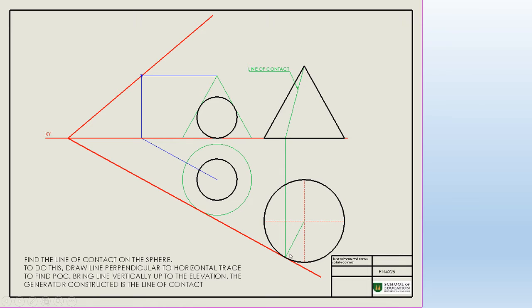To find the line of contact in the elevation, we will extend a vertical line from where the tangent and circle intersect up to the XY line, where it intersects the cone. This point is the bottom line of contact. Extend a line from this point to the apex to locate the line of contact in elevation.